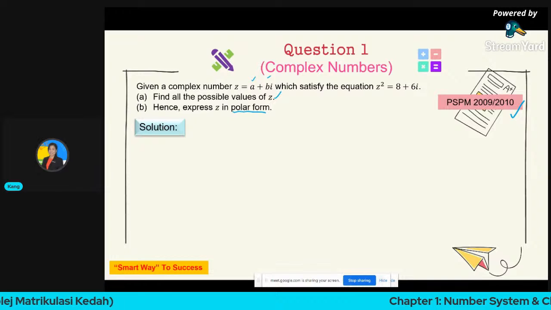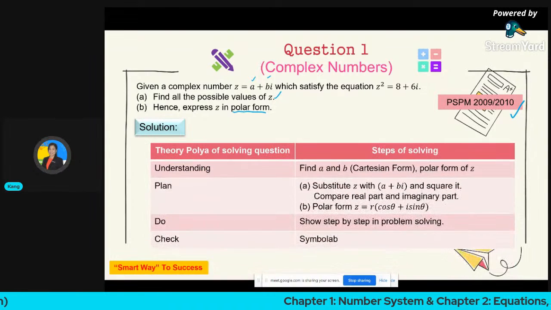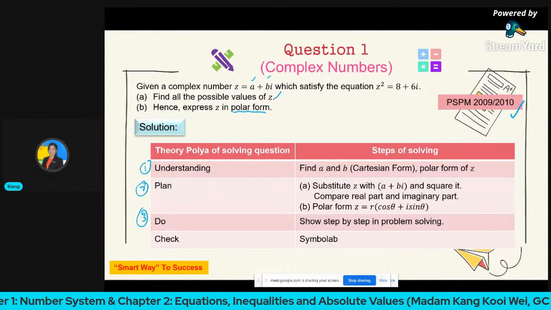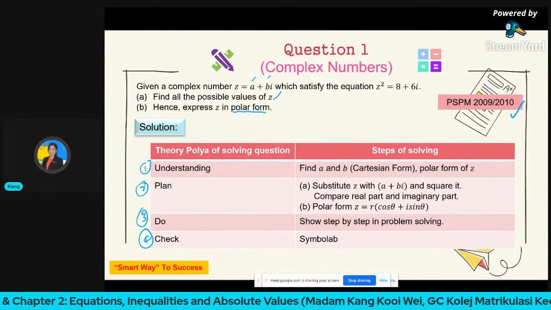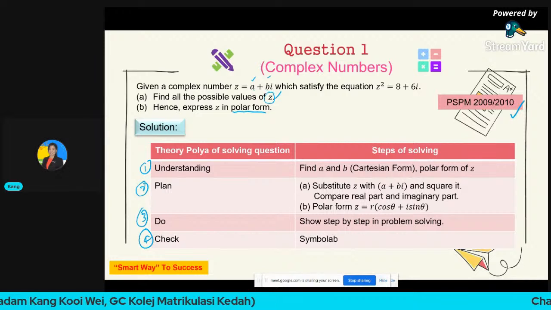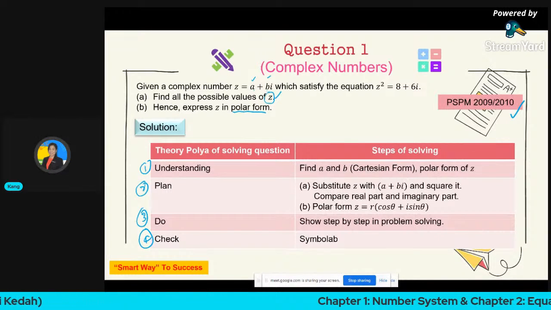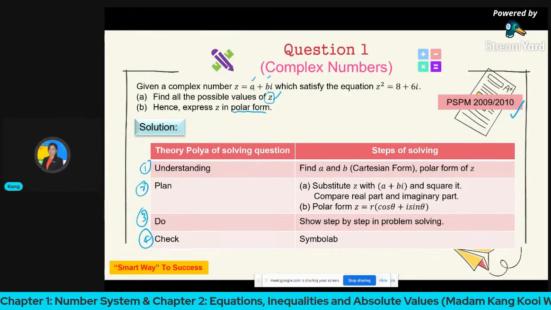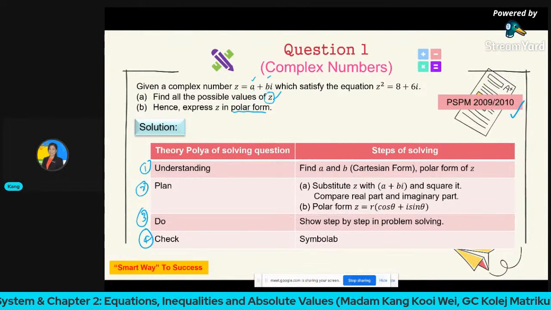So we use the strategy for solving questions, following the 4 steps: first step, second step, third step, and fourth step. For the first step, we need to understand the question. We are going to find the values of a and b because we are going to find z in Cartesian form. Then for part B, we are going to determine the polar form of z. After you understand the question, you need to choose the correct method to solve it. So what is the correct method to solve it?